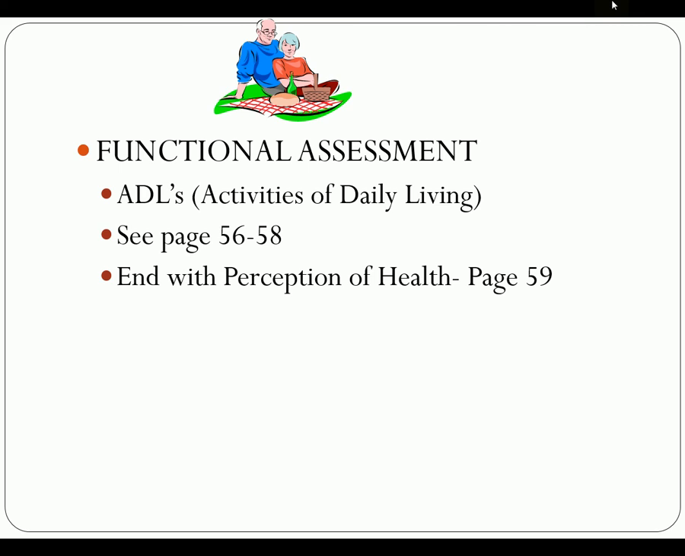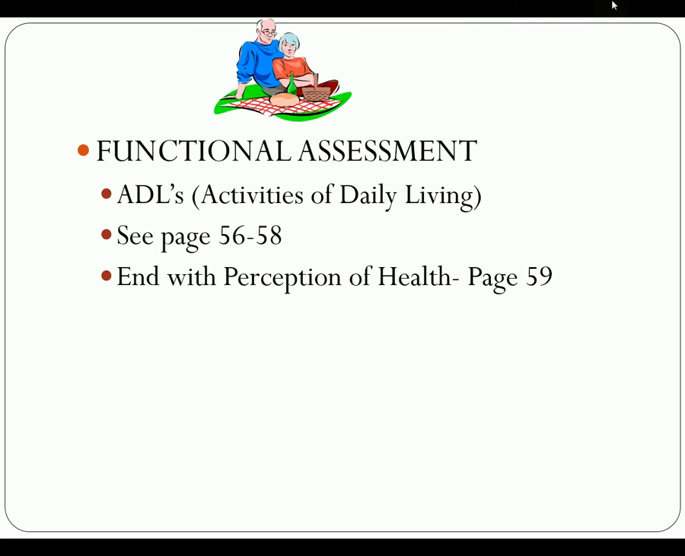So when you get ready to do the functional assessment, you will go to pages 56 and 57, and you will ask all of these questions, starting with self-esteem, self-concept. Then you will go down and ask questions about activity and exercise. Then sleep and rest, nutrition and elimination. And look there, you'll have to do a 24-hour calorie count, what they ate the last 24 hours.